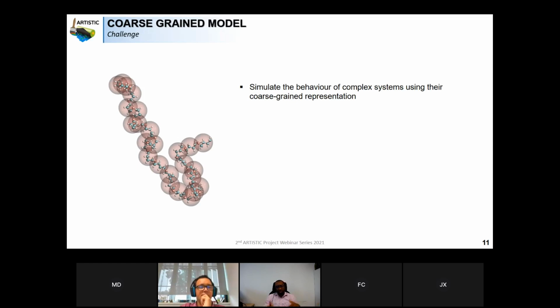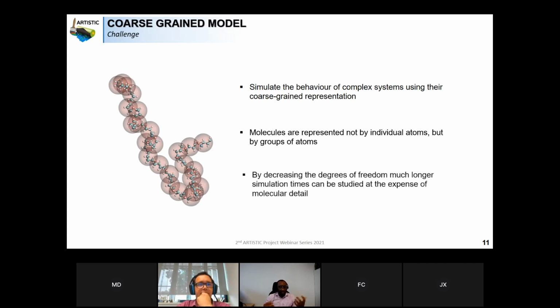So in this case, they use a coarse grain representation or simplification to try to simulate the system, because if you want to simulate at the real size, it is not possible, as the computational resource required is very high. So molecules are represented not by individual atoms, but, as I said, by groups of atoms. This is the way that we make the coarse grain.